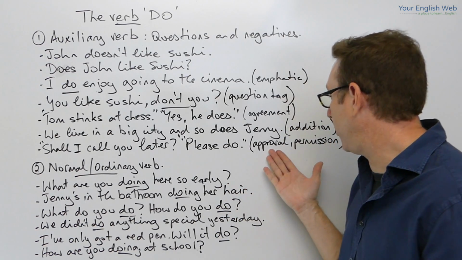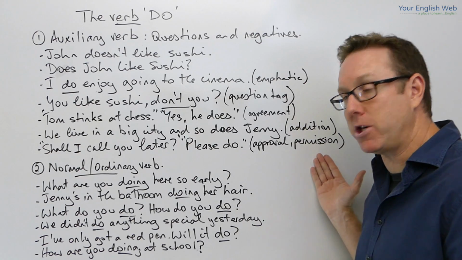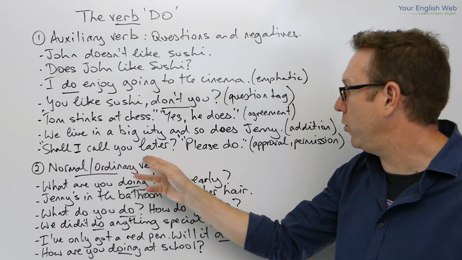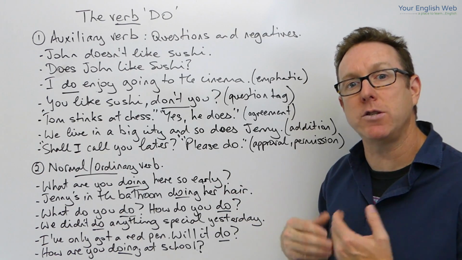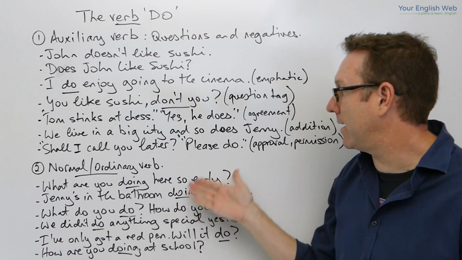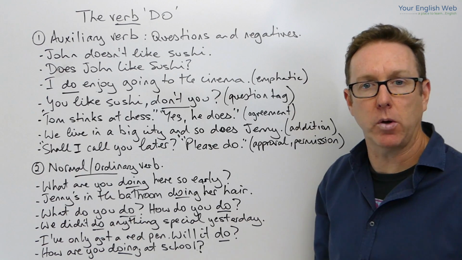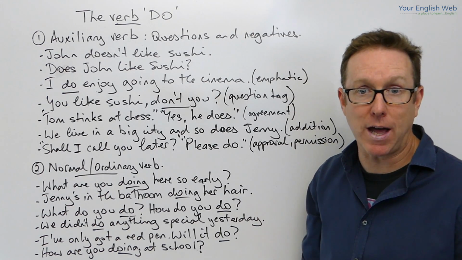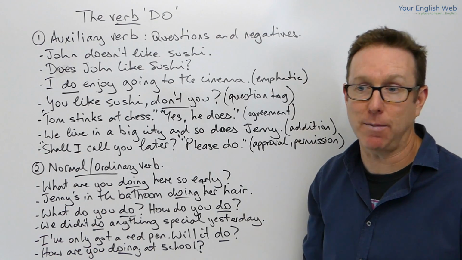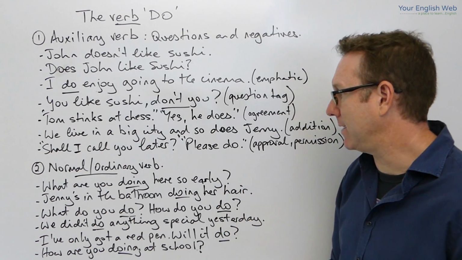And the last example here is for approval or permission. So, shall I call you later? Please do. Okay, please do. So, shall I call you later? Please do. Okay, you're giving your permission, or you're saying that it's okay for that person to call you later. Please do call me later.